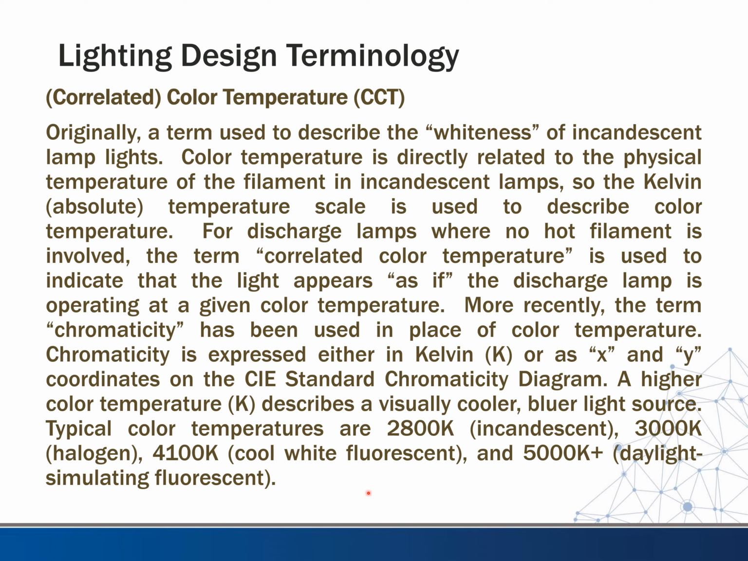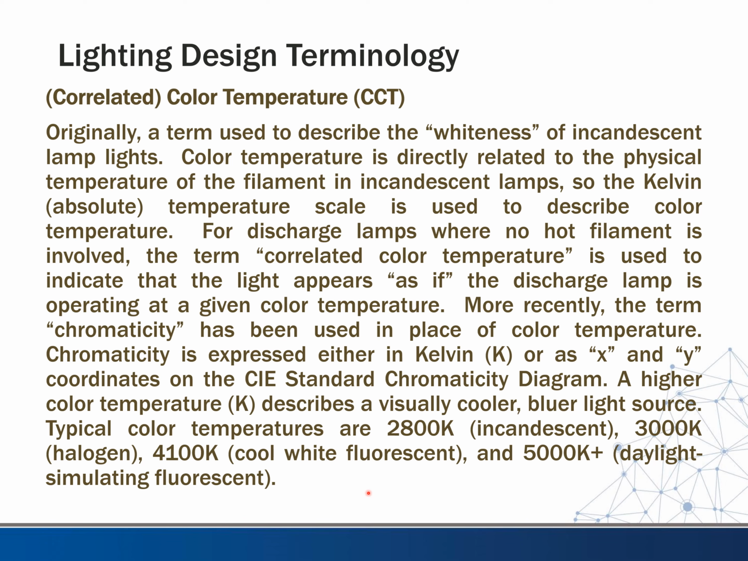A higher color temperature describes a visually cooler, bluer light source. Typically, color temperatures are 2800 K for incandescent, 3000 for halogen, 4100 for cool white fluorescent, and 5000 or higher for daylight and simulating fluorescence.